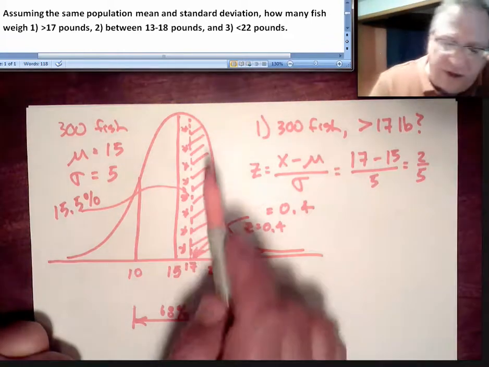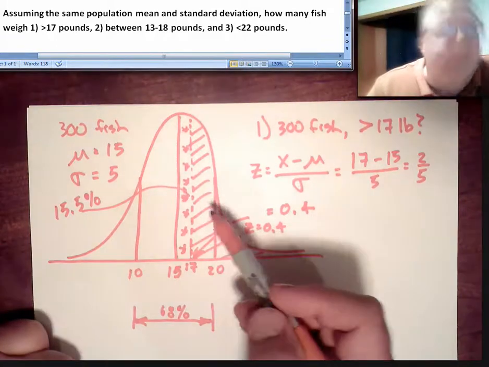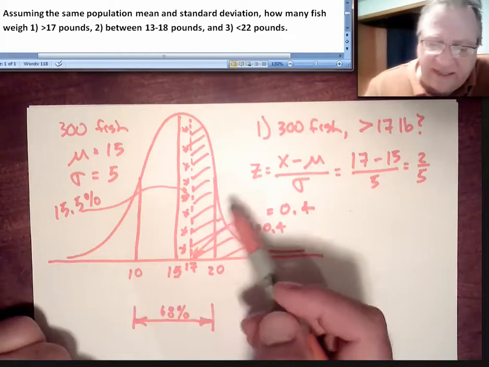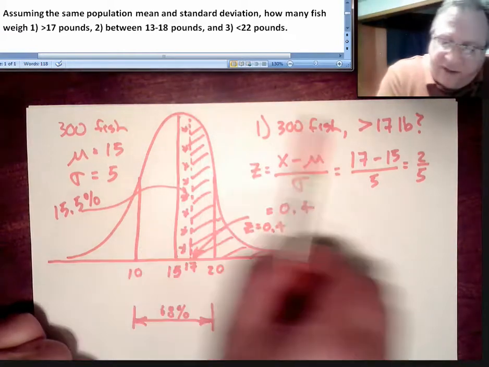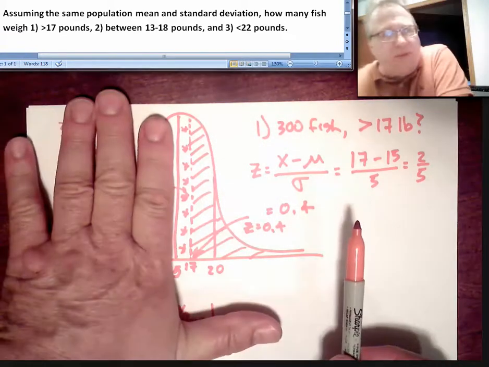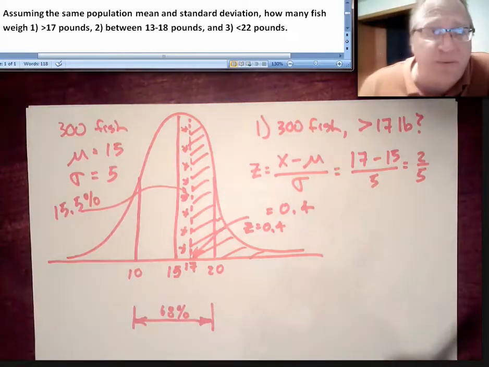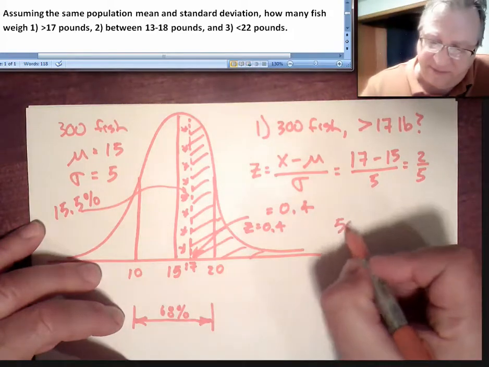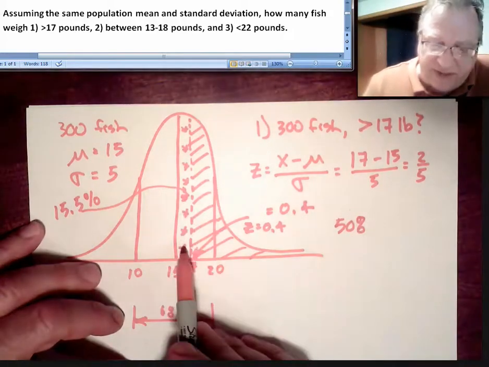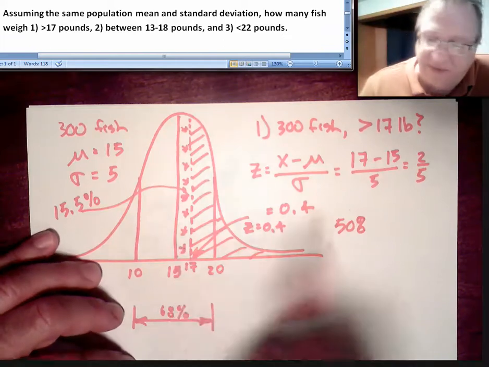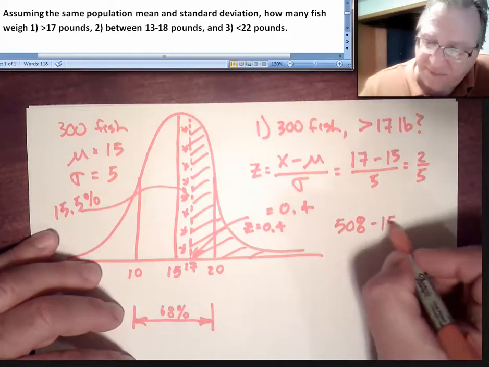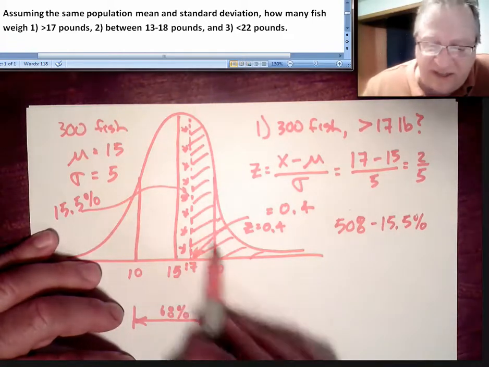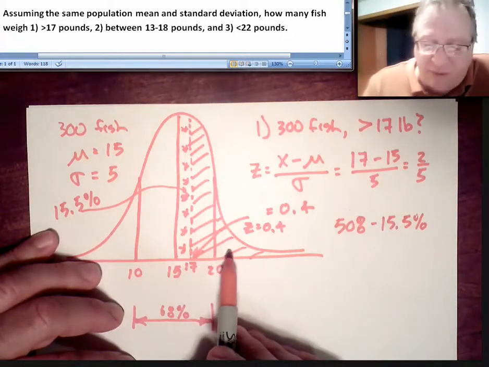Okay, so we initially hatched in this area to the right. That's the area we want to figure out. The whole area to the right of the mean, we know what that is. That's 50%, right? So if I subtract out that sliver, which we just found out was 15.5%, we should know what the percent is. We've cross-hatched that. That's the part we're interested in.